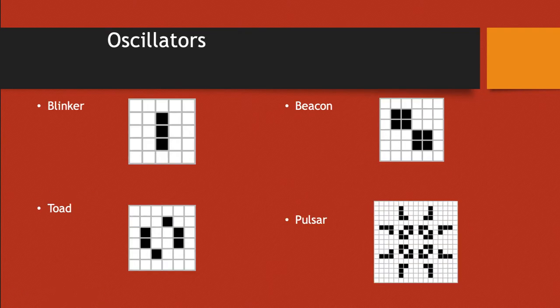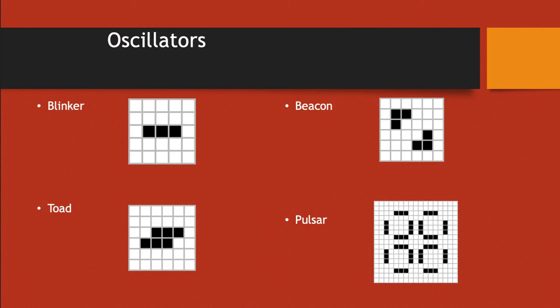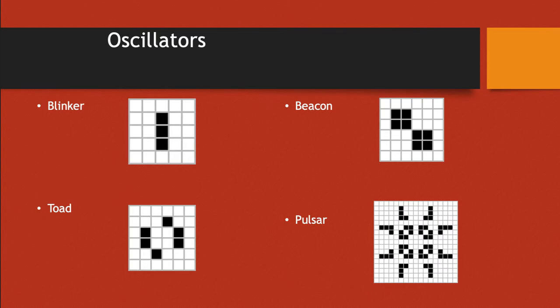So these are oscillators. As defined, the oscillators come to their initial state after a few generations. These are four types of oscillators: blinker, beacon, toad, and pulsar.